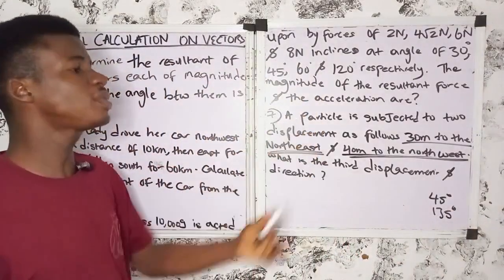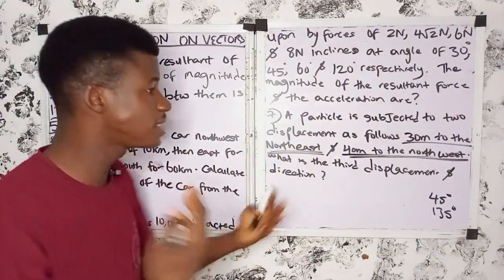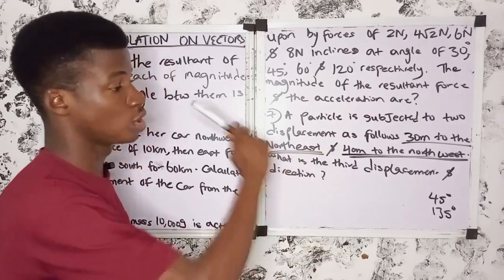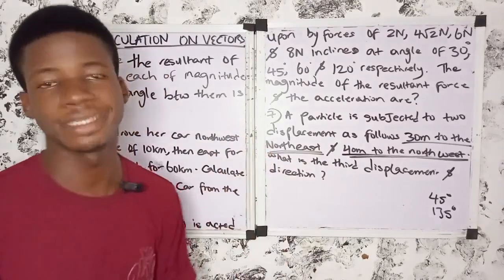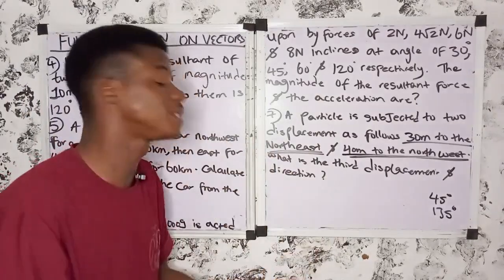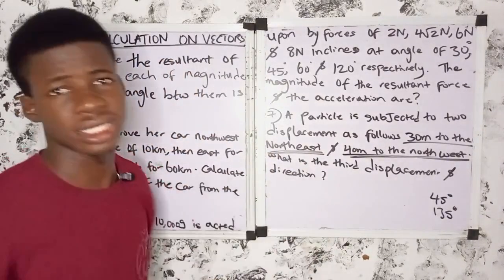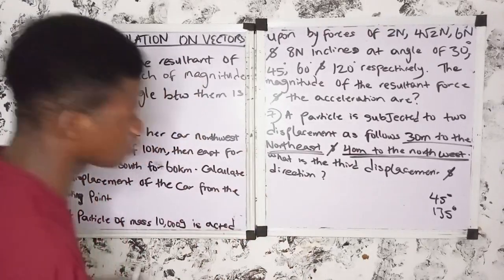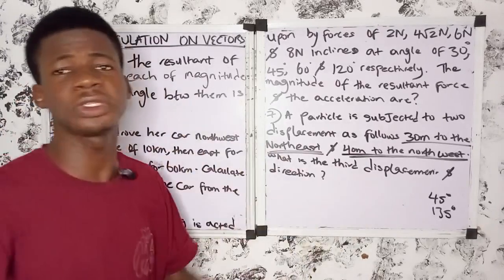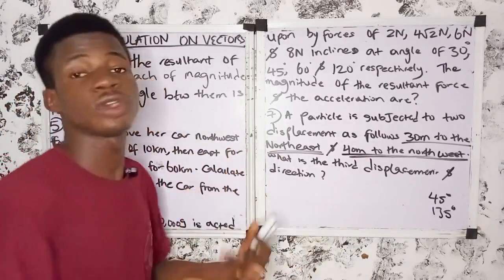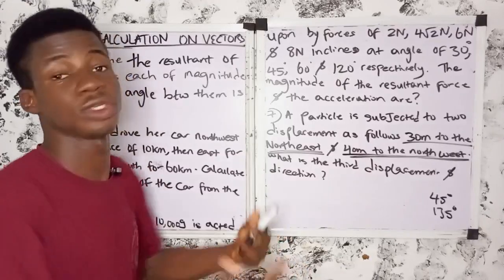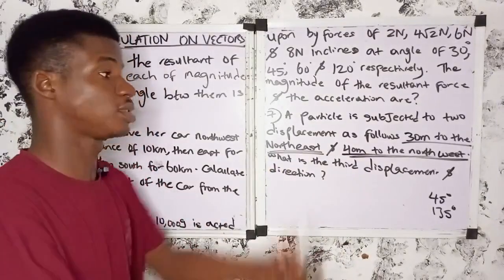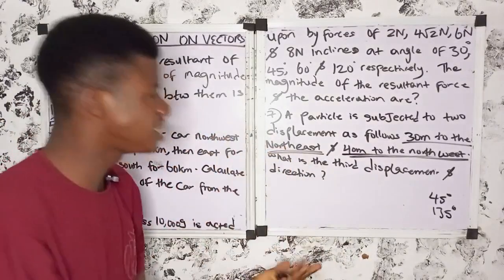They said a particle is subjected to two displacements as follows: 30 meters to the northeast, 40 meters to the northwest. What is the third displacement and direction? So it's very easy. How are we going to do this? Just like the method we use when we are doing resolution of vector. This is also resolution of vector.